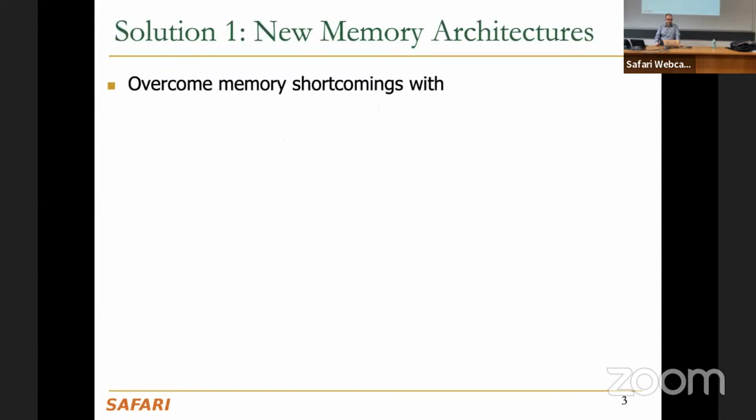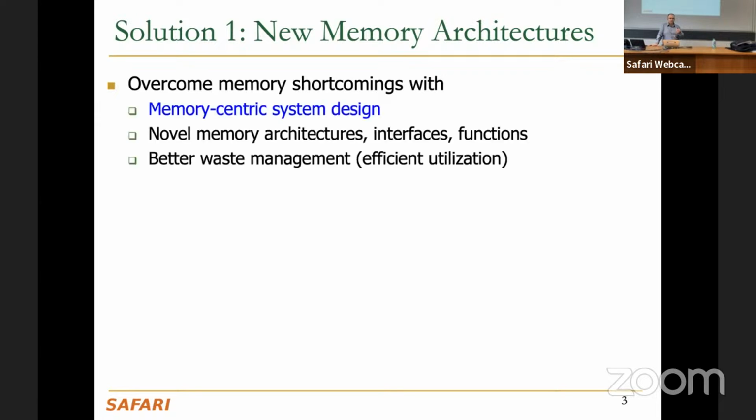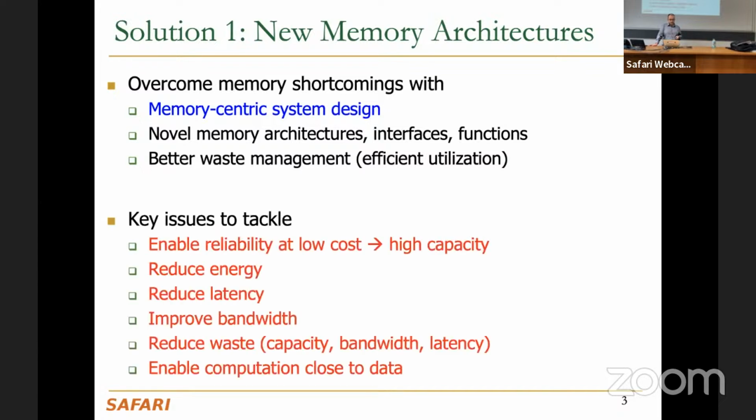We discussed different solutions. Solution one was new memory architectures, where we want to overcome memory shortcomings with memory-centric system design, for example, novel memory architectures, interfaces, functions, and better waste management. As you have seen in our latency work, we don't need to always design for the worst case, and also for the voltage, or for refreshing, for example.